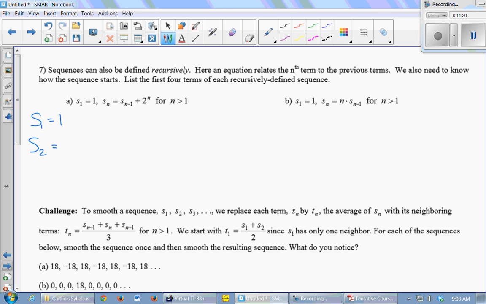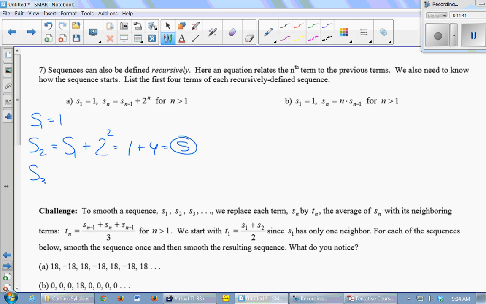And then S2 would be S sub 2 minus 1, which would be S sub 1, plus 2 to the n, so 2 squared in this case. S sub 1 is 1, plus 4 is 5. Does that make sense? We'll do one more.